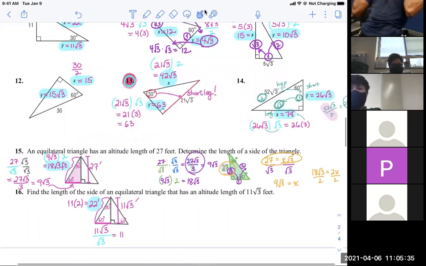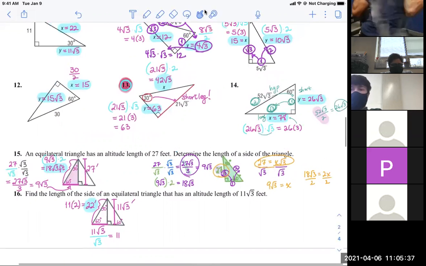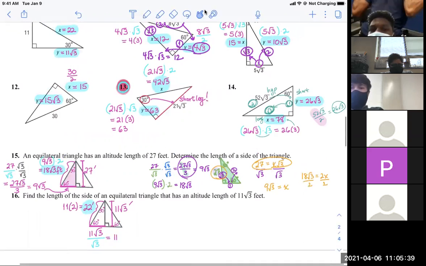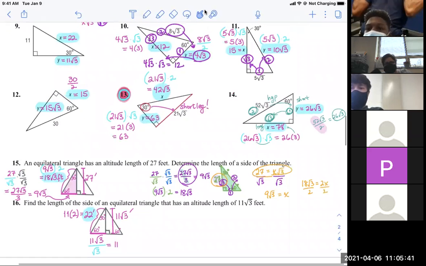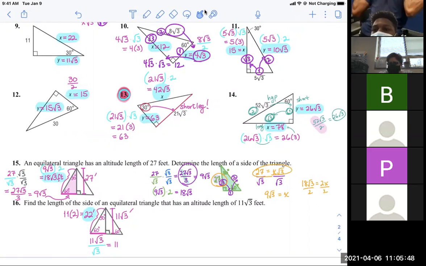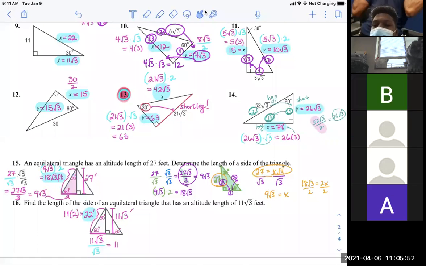Okay, take a look at 15 and 16 there also. I'll leave that up there. Which one? Okay, all right. If you need to resubmit, go ahead and resubmit that.